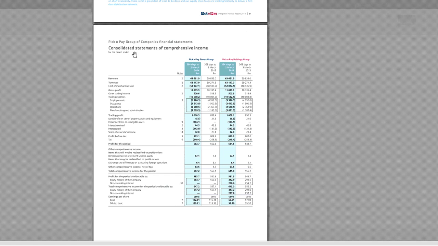Here they also have a consolidated statement of comprehensive income. As you can see, they start with the revenue, then the cost of merchandise sold, which is cost of sales. So here you can see that Pick n Pay also uses the function method that we use. Their trading expenses, profit before tax, other comprehensive income shown there. And then also at the end, they show their earnings per share, the basic and diluted. So again, it is done in a format that's quite familiar to us for the group.